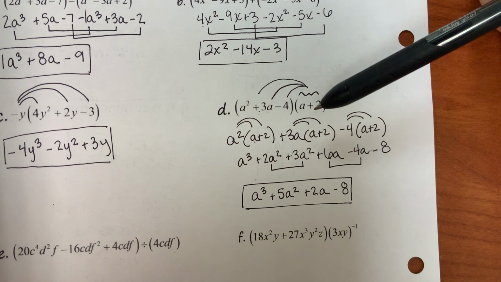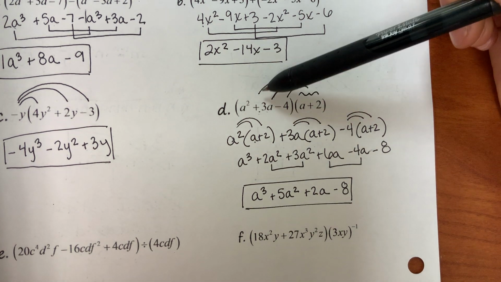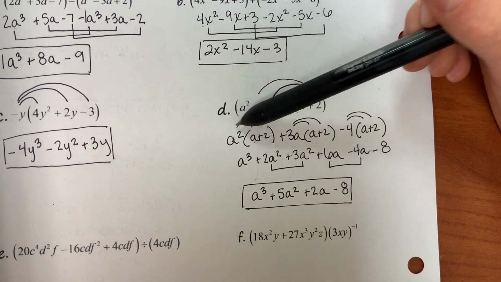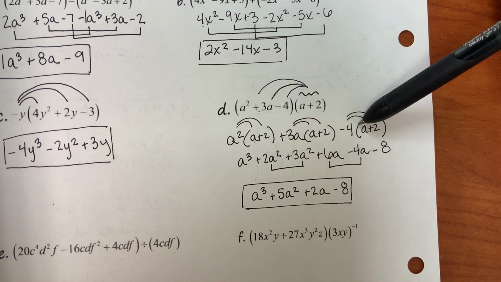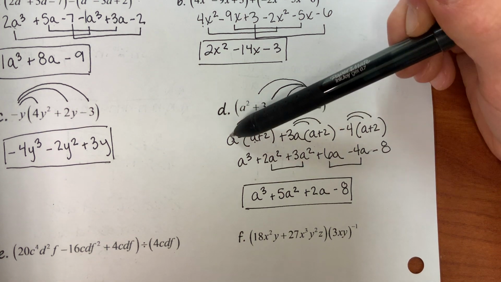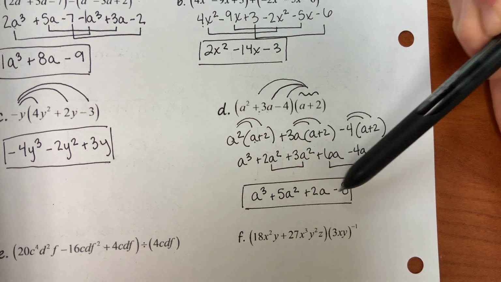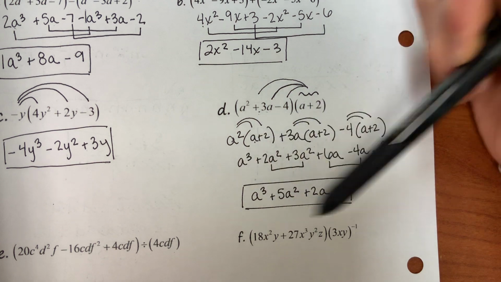Okay, so again, I distributed the a plus 2 to all 3 parts of this first parenthesis. That's what I did here, so I multiplied all 3 parts by a plus 2. Okay, then I distributed within each section, okay, and then combined like terms to get my final answer.